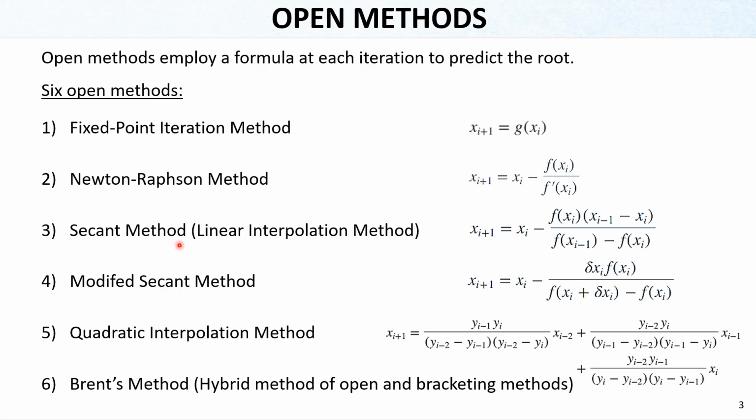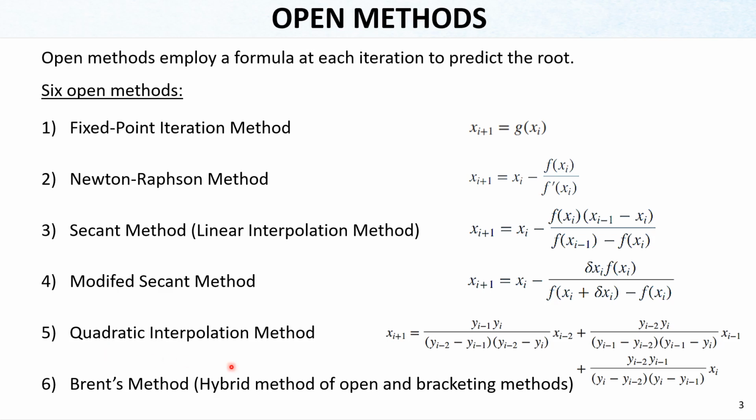The secant method, or linear interpolation, where we are also using the derivative, but an estimate of the derivative, simply the finite difference approximation of the derivative, because sometimes we don't have the function or the derivative of the function. That's why we need to use the finite difference approximation of the derivative. There is the modified secant method. In this we have a parameter that we use in addition to the secant.